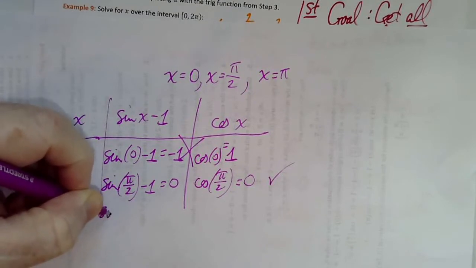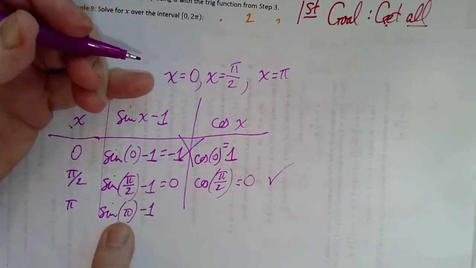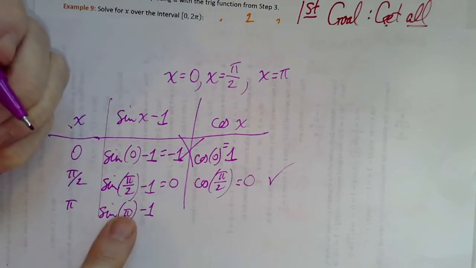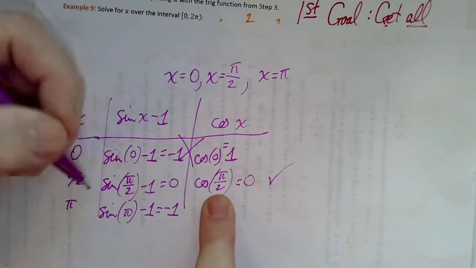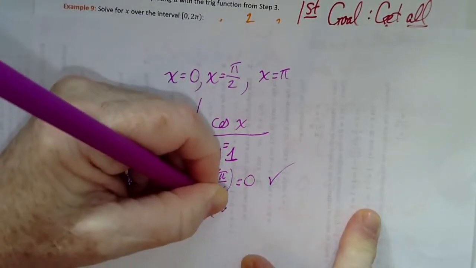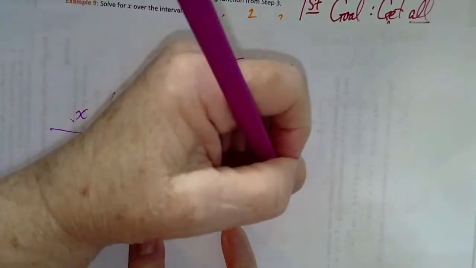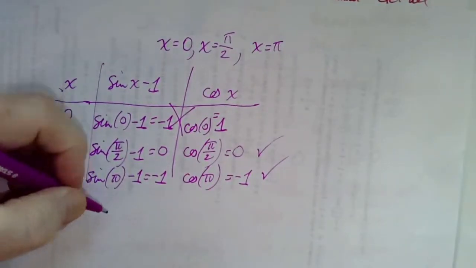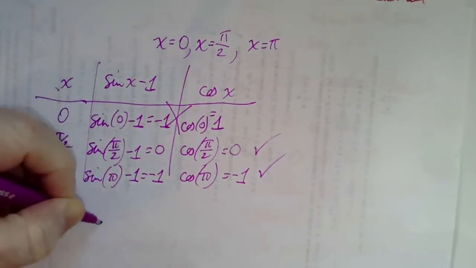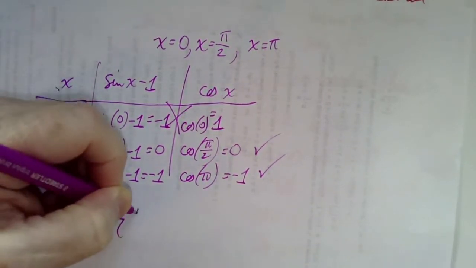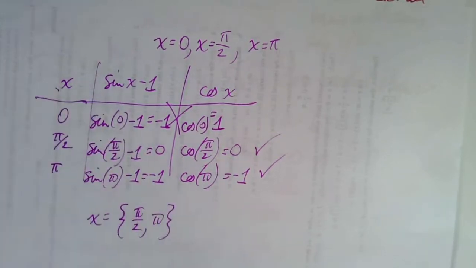And the sine of pi minus 1, the sine of pi is 0. 0 minus 1 is negative 1. Cosine of pi is negative 1. It works. So our two solutions, one of them did not pan out. Our two solutions are pi over 2 and pi.